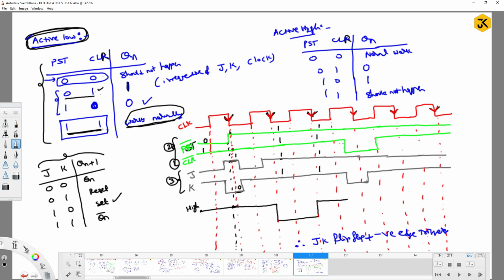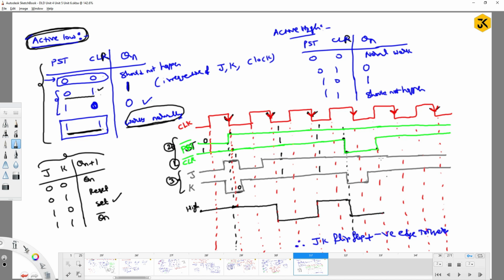So when it reaches this particular point of time, priority will be given to clear, right? So it is set to 0. That's why it will be 0. See, preset and clear are not going to check the clock signal. They work according to the values they have. So it won't look into the clock signal. When clear is asked for, it will simply clear, right? So this will be done up to this point of time, wherever clear is given.